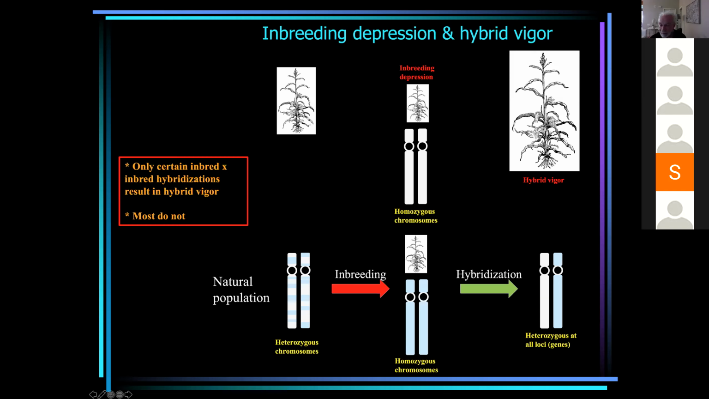Professor, what is the loci? Loci, a locus is any spot on a chromosome. Usually a gene, but not necessarily. It just indicates a place on a chromosome.